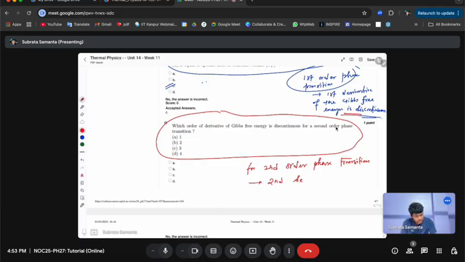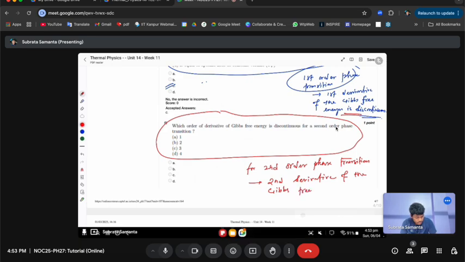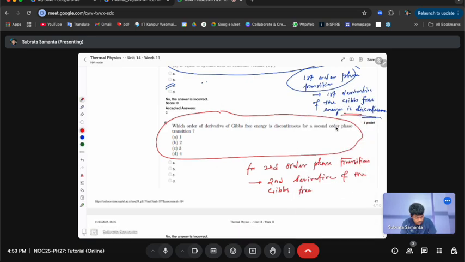So the second derivative of the Gibbs free energy is discontinuous, right? That means the second one. So option B is correct. Any question?